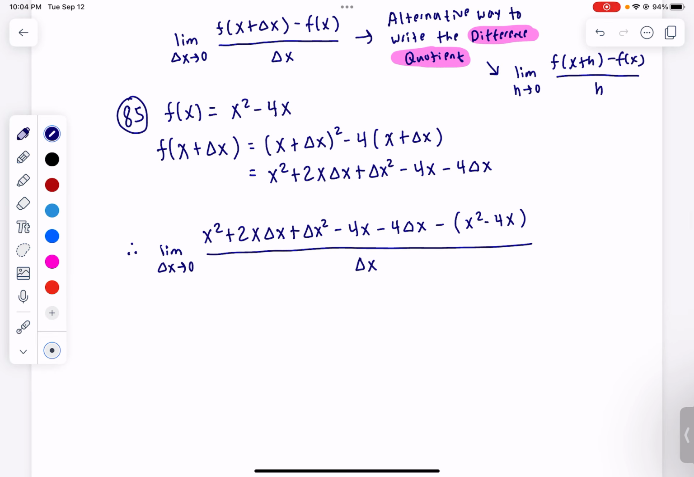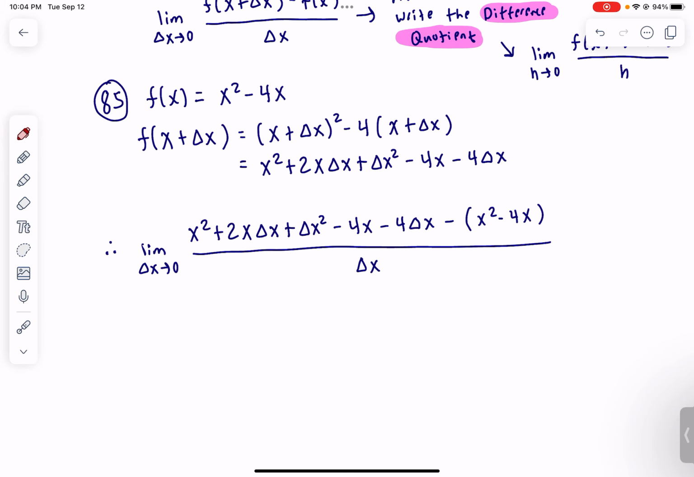All right. So now at this point, we see if there are any terms that we can cancel out, and you'll see that there is. So you'll see that this right here will evaluate to minus x squared plus 4x. So let me write that down there. Minus x squared plus 4x. And you'll see that the 4x's will cancel out, and the x squares will cancel out.